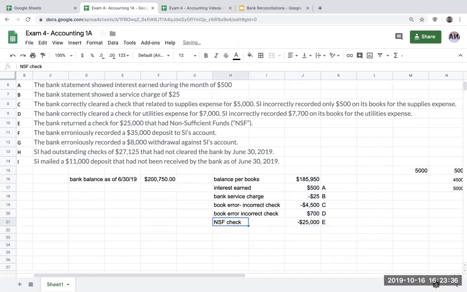Okay. Letter F. The bank erroneously recorded a $35,000 deposit to my account. So, do I need to adjust my books or do I need to adjust my bank? You don't adjust for the bank, correct? Correct. So over here, there's $35,000 that should not be mine. So I'm going to put over here, call this bank error.